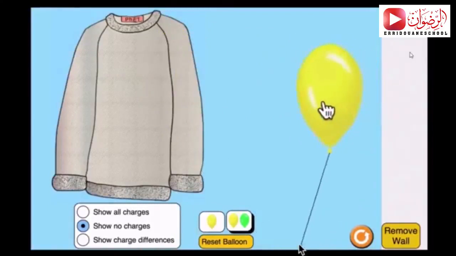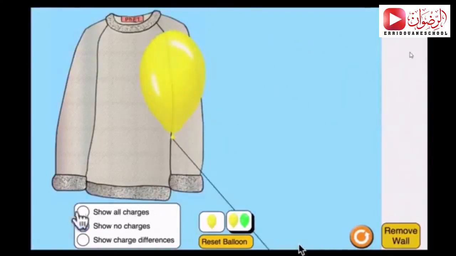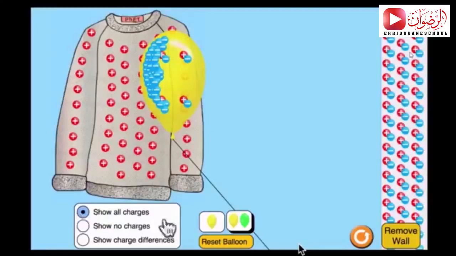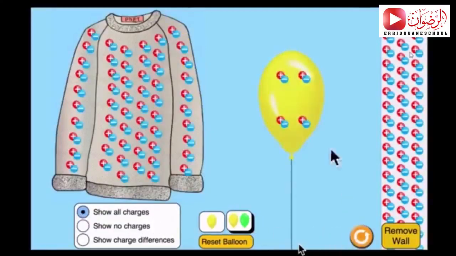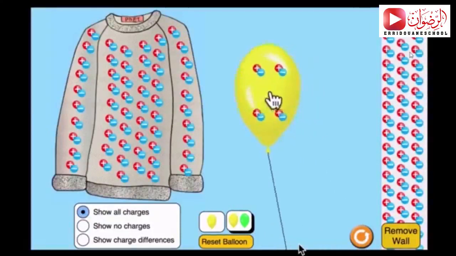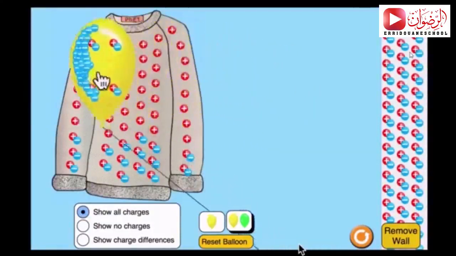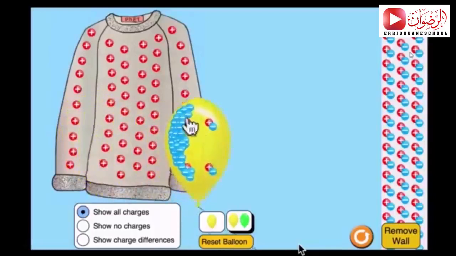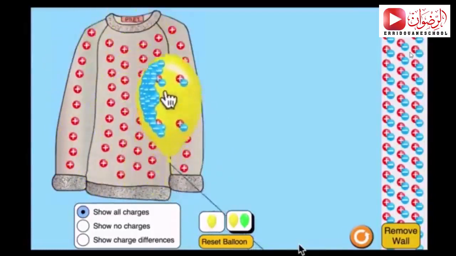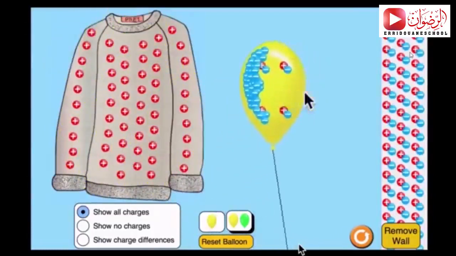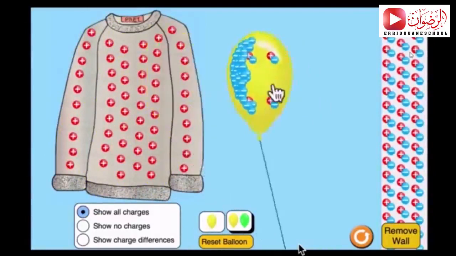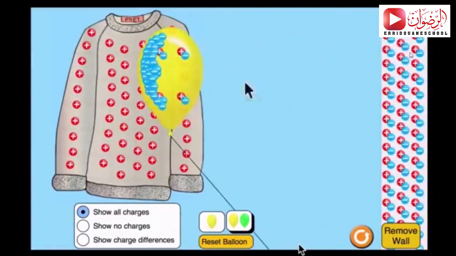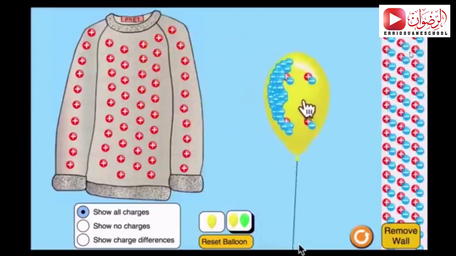If we move it next to the wall and let it go, it'll stay there, but if I get it close to the sweater, then it's going to be attracted. Let's reset this whole thing and look at the charges now. You can see that all these objects are now neutral. They have equal amounts of charge. But as I rub it on the sweater, what I'm really doing is pulling those negative charges off the sweater, and now they're on the balloon. So now that balloon is a negatively charged object, and the sweater is a positively charged object.